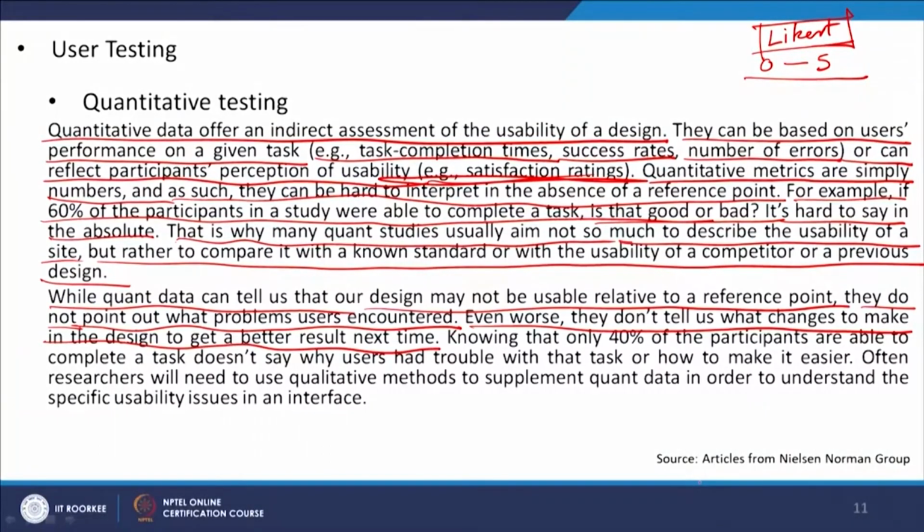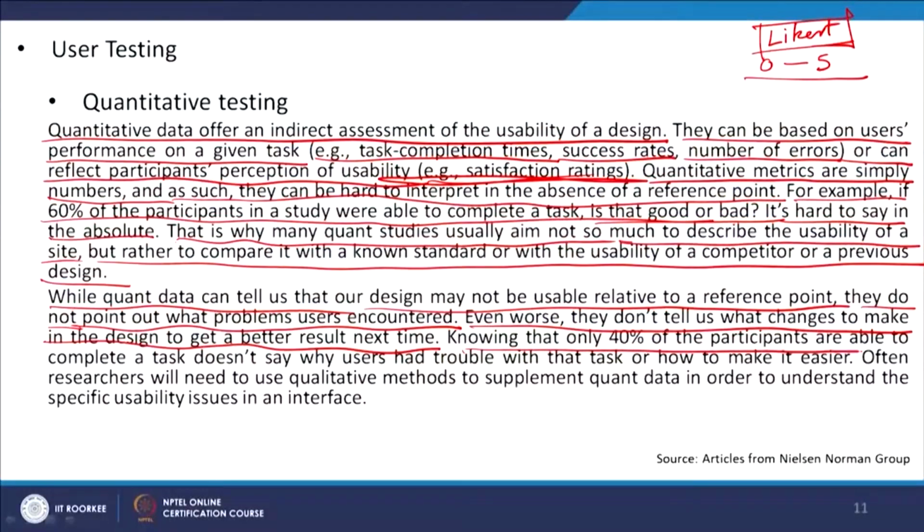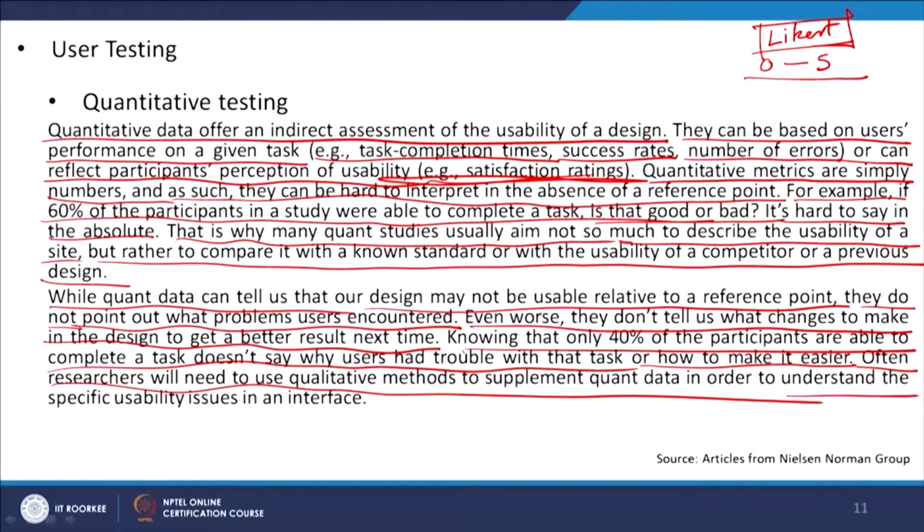Users will not be telling us that something might work in a different way, which is a provision available in qualitative testing, where the moderator or the designer can take a follow-up question and lead in a different direction, which can enable designers to understand a different direction of design. Knowing that only 40% of the participants are able to complete the task does not say why users had trouble with the task, or how to make it easier. So for that we need qualitative testing, and often researchers will need to use qualitative methods to supplement quantitative data in order to understand the specific usability issues in an interface design.